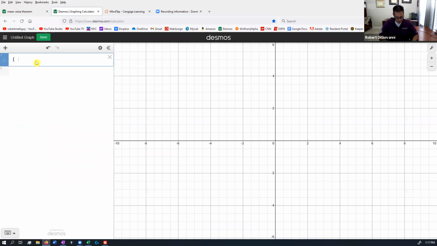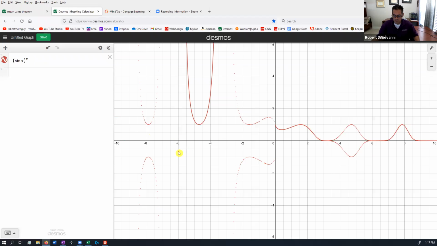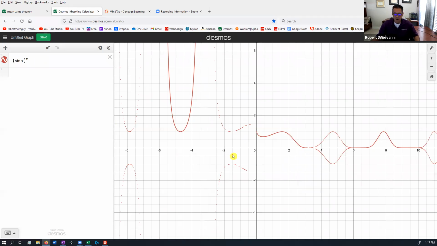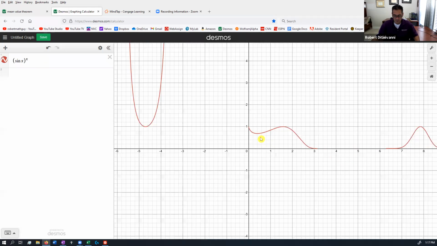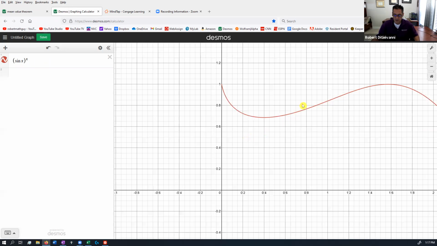It was sine x raised to the x, right? And ooh, it's cool looking. We wanted to know what this graph was doing as we approached 0 from the right. And if you look at it, here's the graph. As we come in, here's 0. If we come in from the right, it is approaching 1. Now at 0, it's undefined. But as we come in from the right, it is approaching 1.